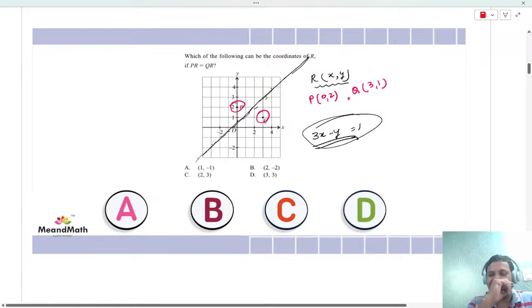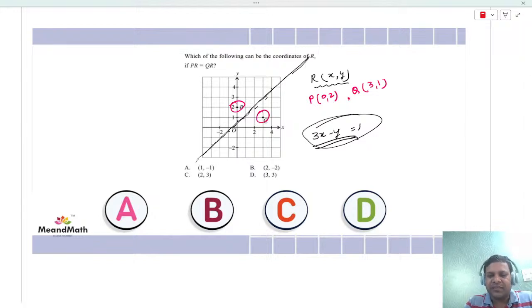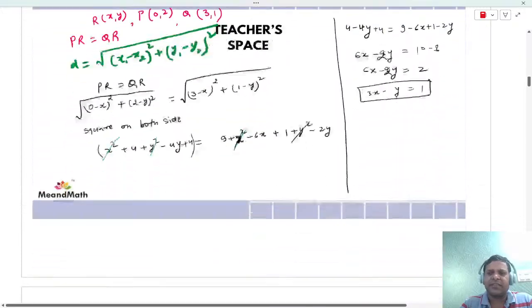3x minus y is equal to... चार ऑप्शंस में से जो भी इसके इन्फिनिट आंसर्स पॉसिबल हैं, विच ऑप्शन करेक्ट, जो भी ऑप्शन सेटिस्फाई करेगा दैट विल बी आवर आंसर. 1 minus 1, no it will not satisfy. 2 minus 2, again it's not satisfied. Okay, you can check which option is satisfied.